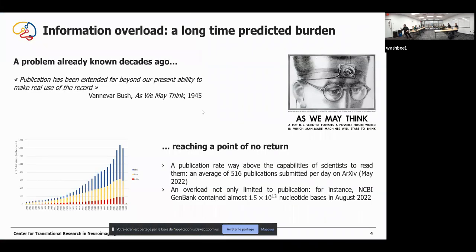So the first one is to introduce why they published this paper. In scientific research, there is a huge issue that has been known for a long time. It's the information overload, and this problem has been known for decades. Even in the middle of the last century, Bush, in his book As We May Think, already highlighted the fact that publication has been extended far beyond our ability to make reviews of it.